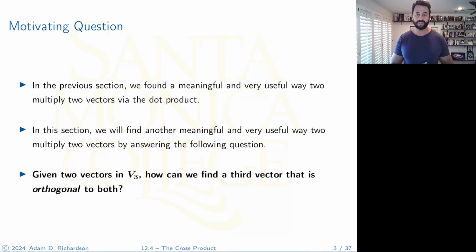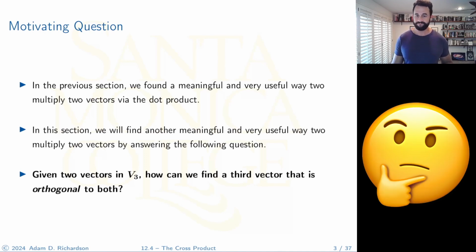If you've got two vectors in V3, so three-dimensional vectors, how could you find a third vector that is orthogonal to both of those vectors? That's the question. This is one of those times where I want you to just ponder this for a moment, and then we'll talk about how to do it. How could you find a vector orthogonal to two other vectors?